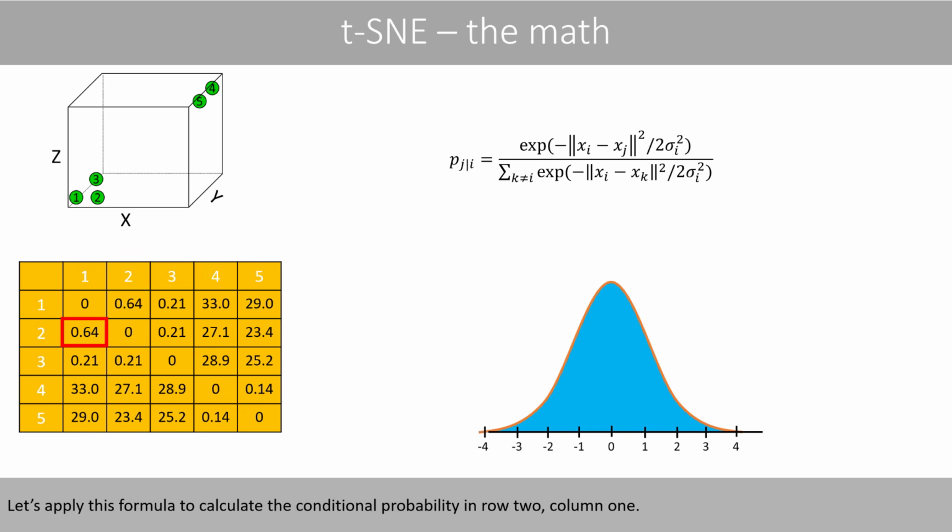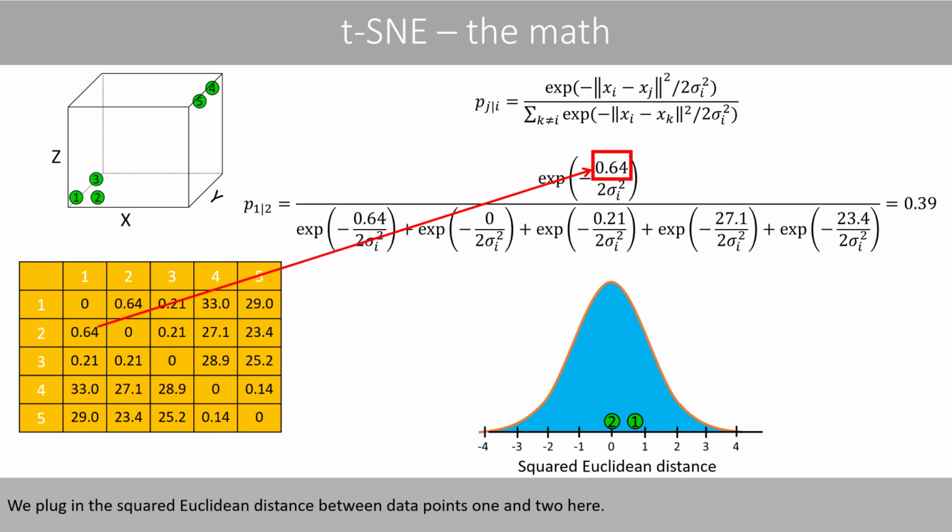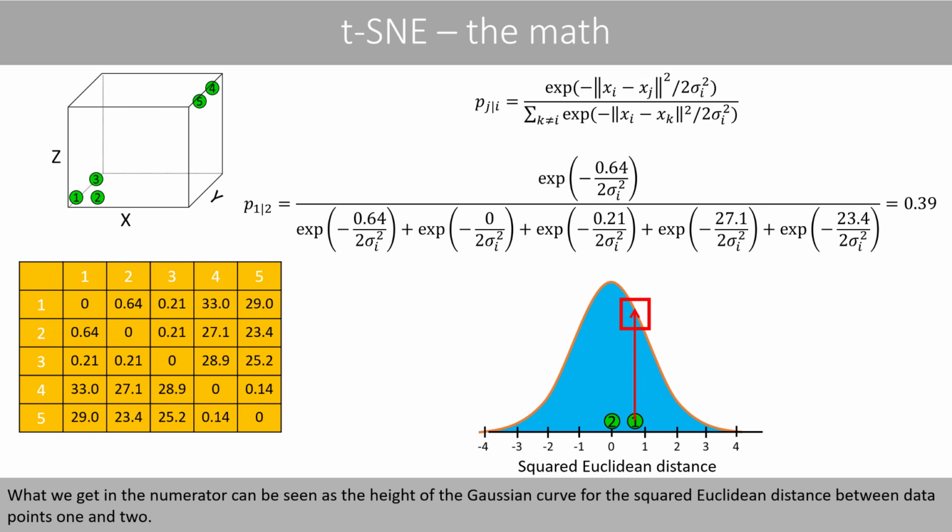Let's apply this formula to calculate the conditional probability in row 2, column 1. We plug in the squared Euclidean distance between data points 1 and 2 here. What we get in the numerator can be seen as the height of the Gaussian curve for the squared Euclidean distance between data points 1 and 2.